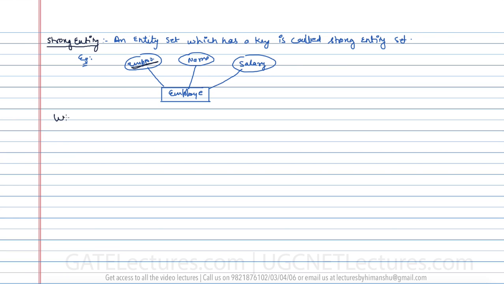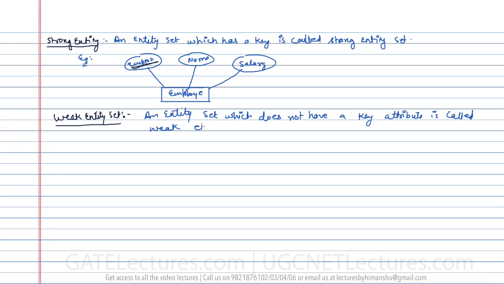So the next one is the weak entity set. A weak entity set can be defined as an entity set which does not have a key attribute.